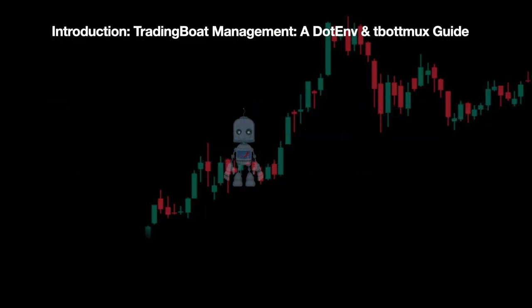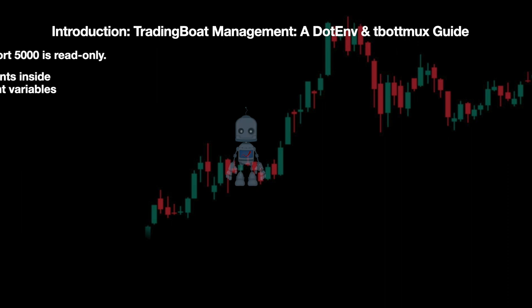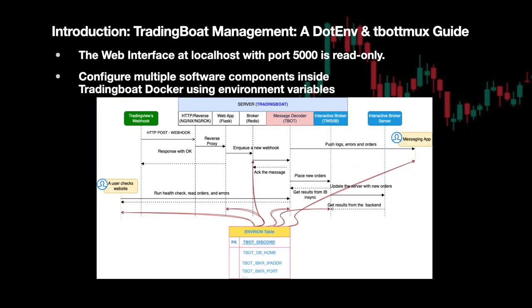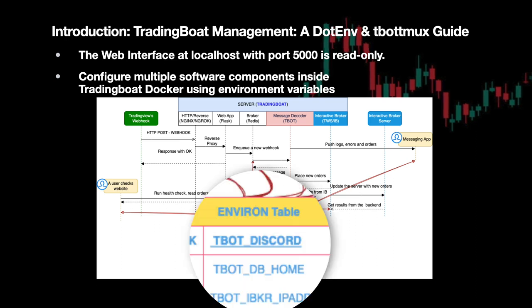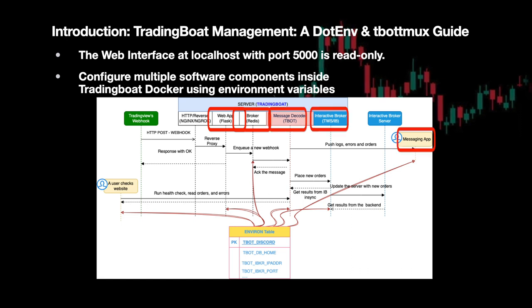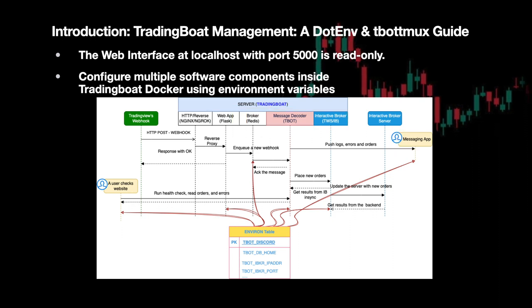The web interface we saw at localhost port 5000 is a read-only interface. To configure multiple software components inside TradingBoat Docker, we can use environment variables that can be found in the provided materials. There are dozens of environment variables available for fine-tuning Flask, Redis, tbot, TWS, and messaging apps, as you can see on the screen. For example, the .env file could be used to control the Docker file in the previous Docker session.